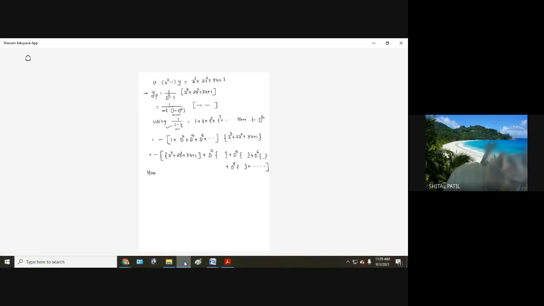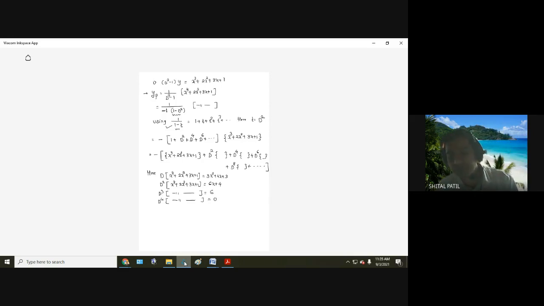Here, D of x cube plus 2x square plus 3x plus 1. Tell me, what is the derivative? 3x square plus 4x plus 3. Now D square of the same term. Whatever derivative we obtained previously, now we have to differentiate it once again. So 6x plus 4. Then let me find D cube: 6. What about D raised to 4? What will be D raised to 4 of the same term? 0. So no need to consider terms D raised to 4, D raised to 5.